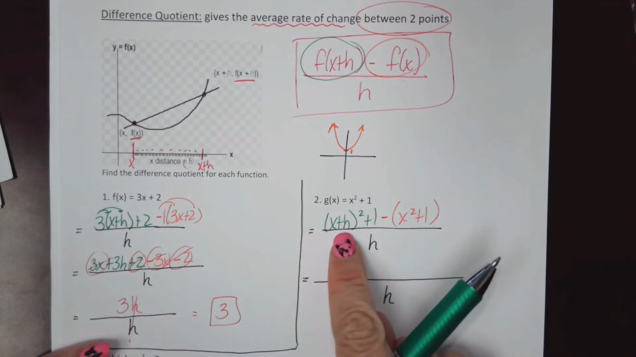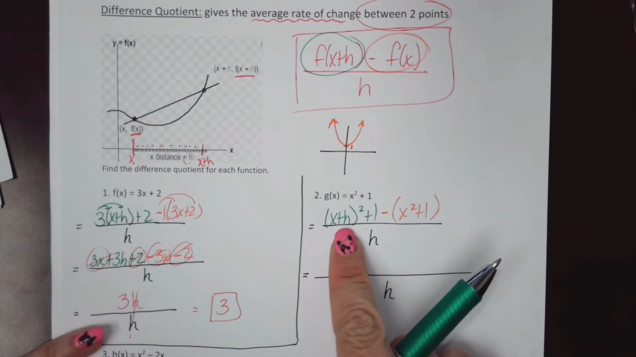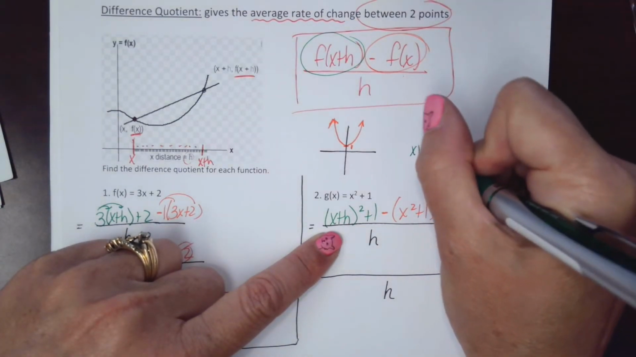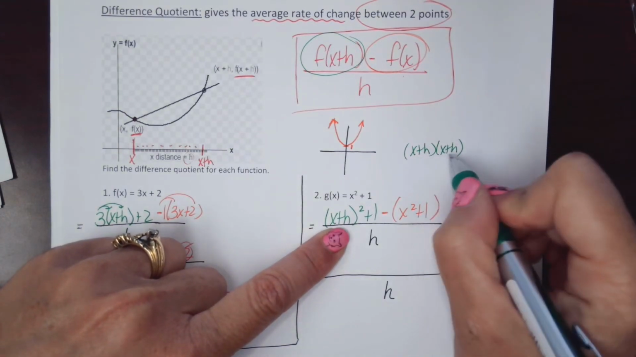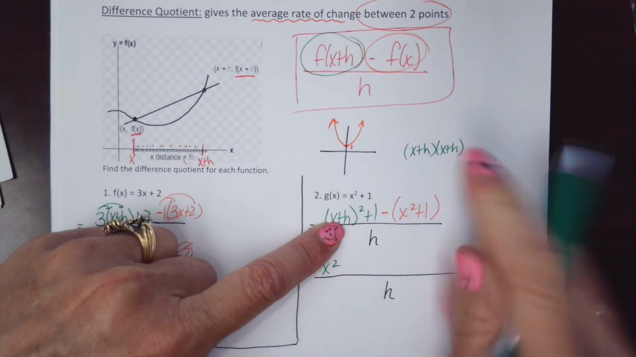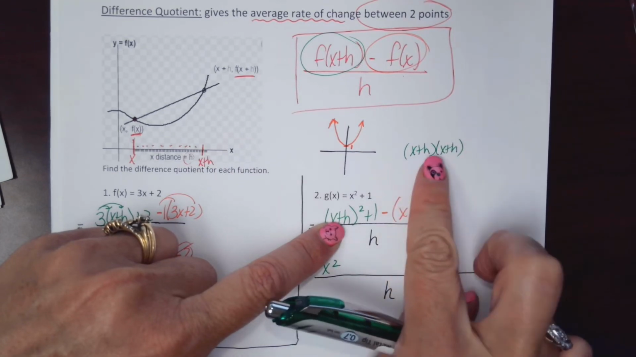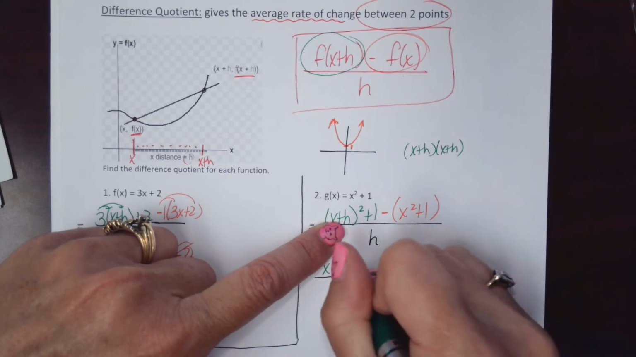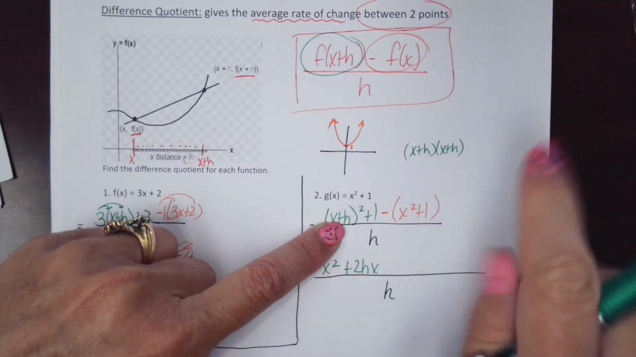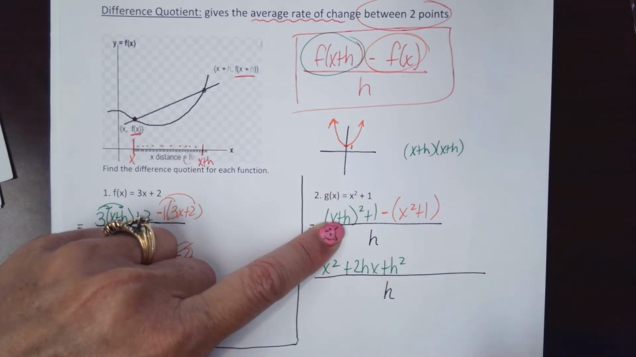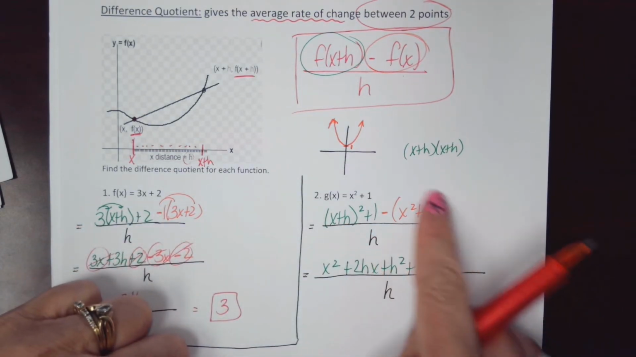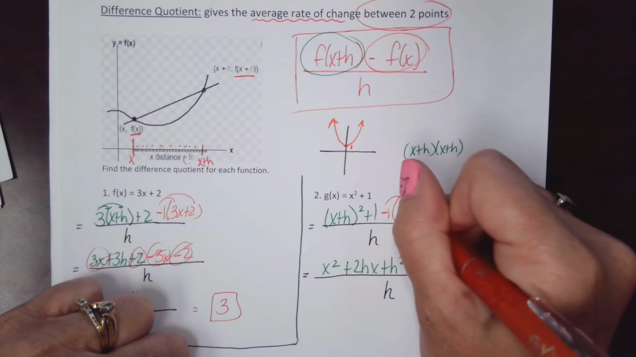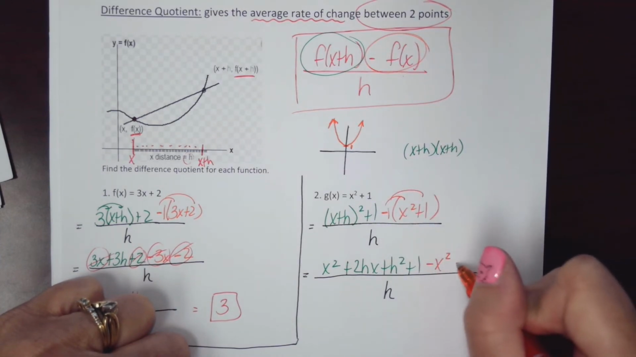We've got to square this binomial. It is not x squared plus h squared. It's going to give me 3 terms. So I'm going to say x plus h times x plus h. That's what this is. X times x is x squared. Outside product is hx. Inside product is hx. So I've got 2 of those, plus 2hx. Last product, h times h is h squared. And then I've got plus 1. Then the next part of my numerator, I need to distribute this negative inside the parentheses. So negative x squared minus 1.